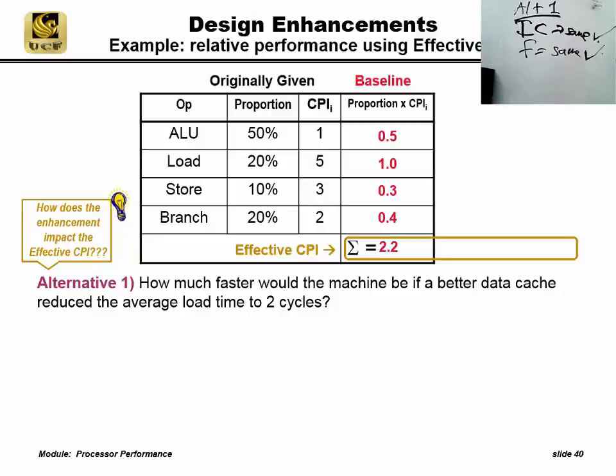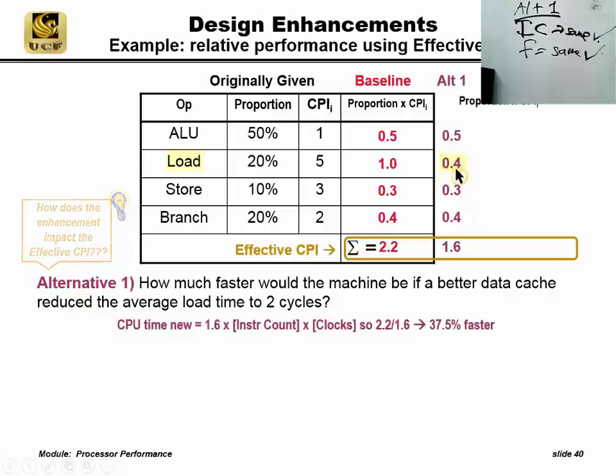The effective CPI changes. So let's calculate that. These are the same, but you can see here this goes from 1.0 to 0.4 is the effective contribution of load to the overall CPI. So we went from 2.2 down to 1.6. You see, we more than doubled the rate at which we do load, which means less than half the time. But the effect goes from 2.2 to 1.6. Why? Because the proportion of load was only 20%.